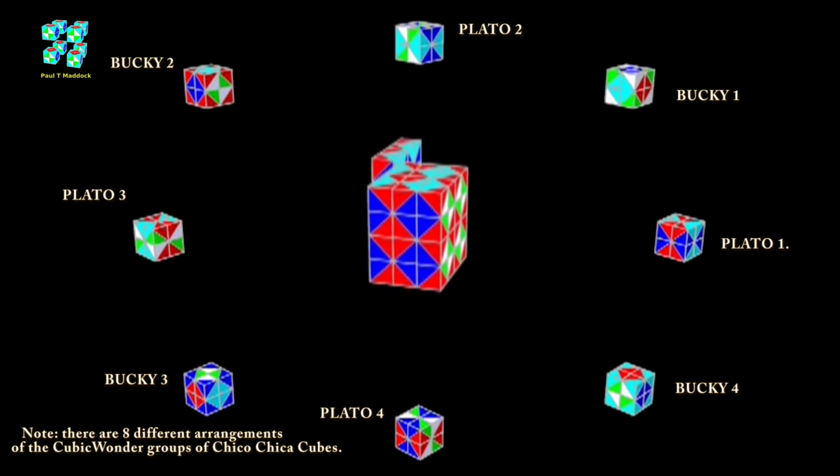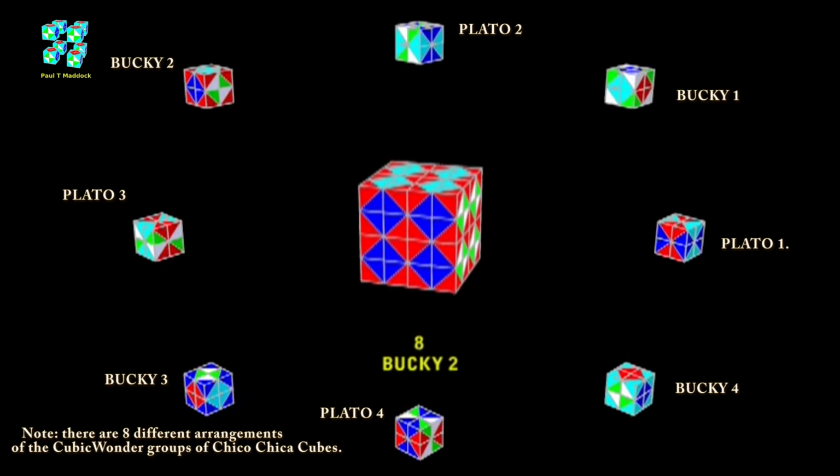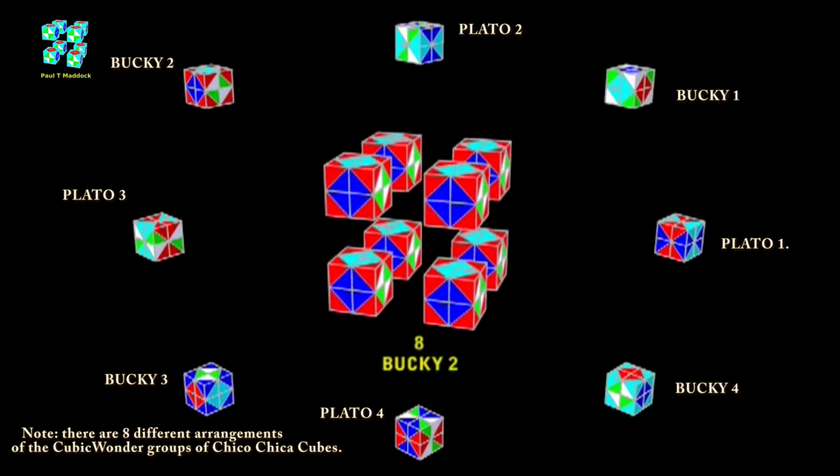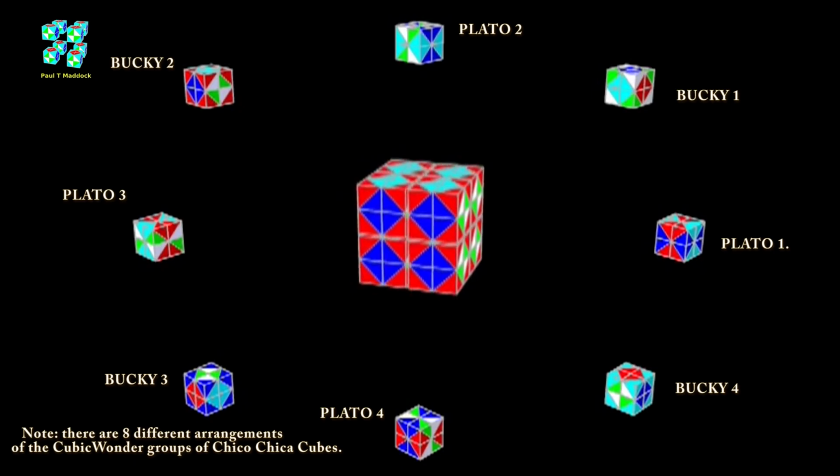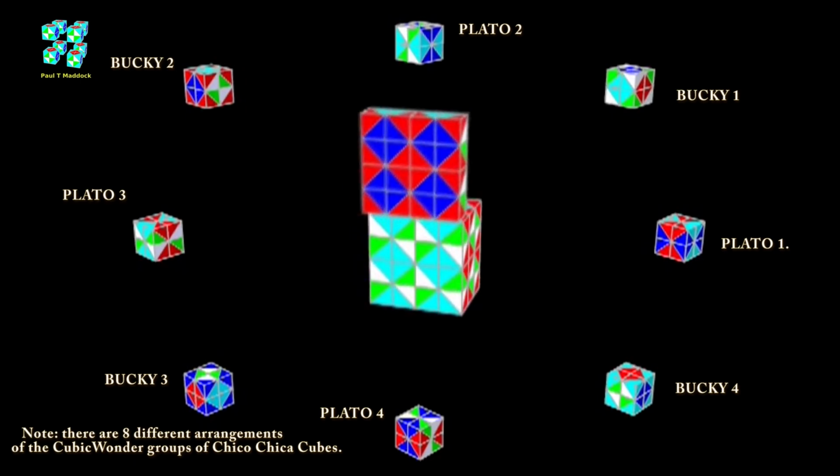Now look what happens when we flip one of them faces to the opposite side. Now we have formed 8 Bucky 2 cubes. Isn't that something? Okay, now let's go and take a look at the face of the Bucky 2 cube. We can't repeat with the same face again, otherwise we're going to make another Plato 1 cube. So now we'll do a flip with the front face.